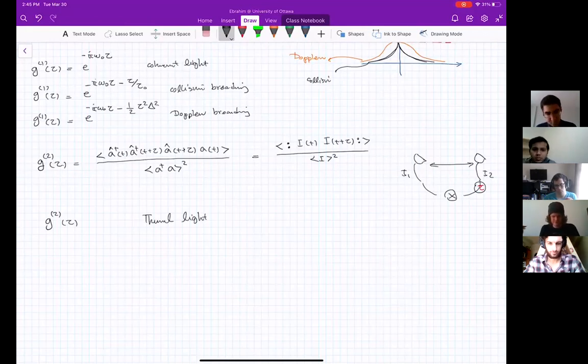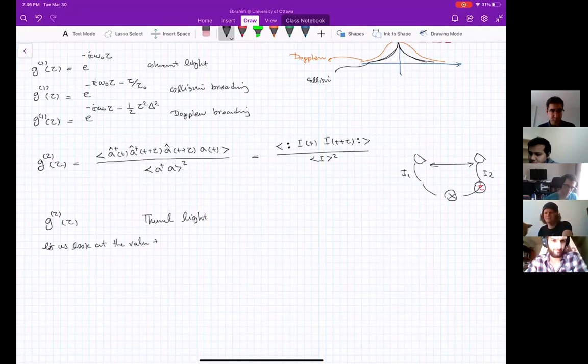and find an explicit expression for G2 of tau. Instead of looking for the second order correlation function at any given time t, let us look at the value at time equal to zero. Because I know that if you delay enough, then the correlation is going to be zero, okay? For the case of classical light, all right? So let's look at this case. By the way, I think that is not true. That should be equal to one.